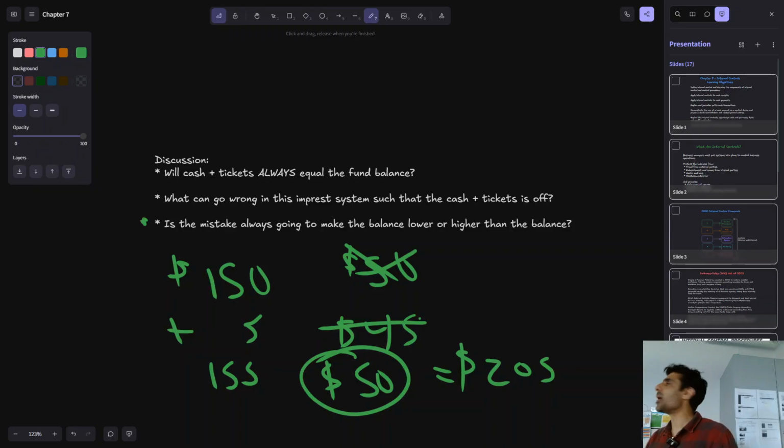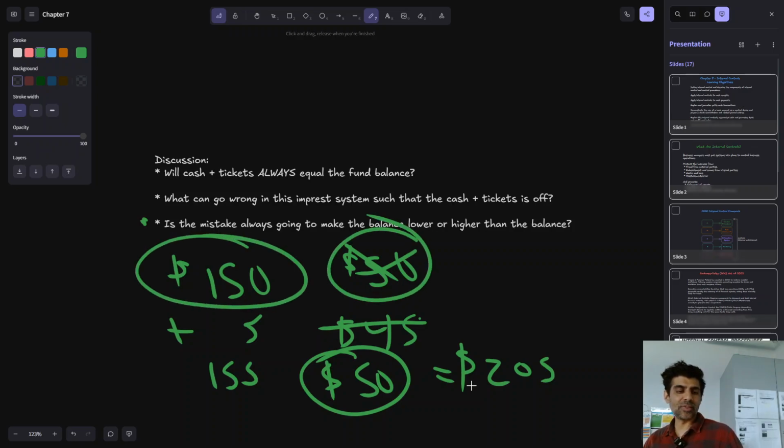And an easy way to think about it being lower is if someone just came and stole money. Then I'm going to have less money than I would have. So it could have been that I took a $50 ticket and then someone came and just took $10 out of here. Then I would have 140 plus a $50 ticket, which is equal to 190. So it could be higher or lower. It depends on what the mistake or issue was.